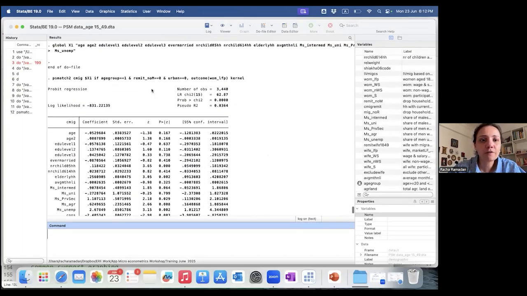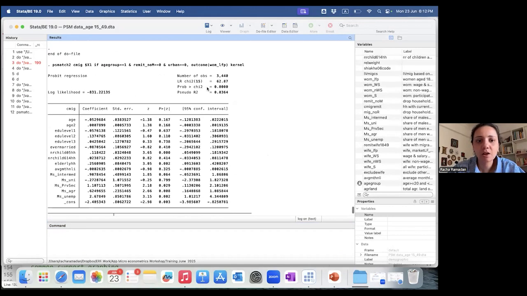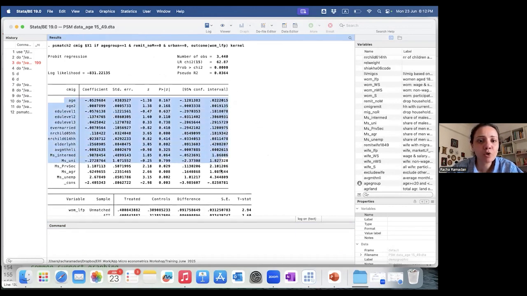The first part, so this is our command. Here they run a probit regression. You have the results of any probit regression: the total number of observations, the pseudo R square, the p-values, the log likelihood, and all the variables you are including in your regression, the X factors that the literature shows you are affecting your outcome variable and also the probability of being selected.